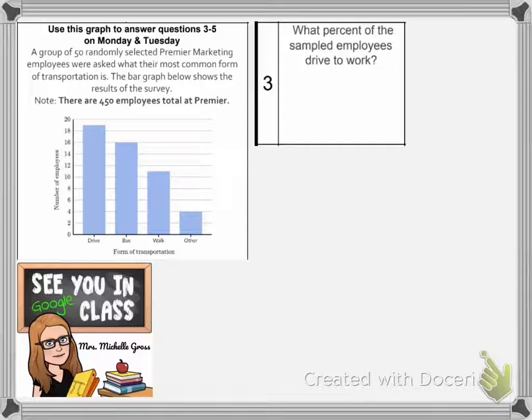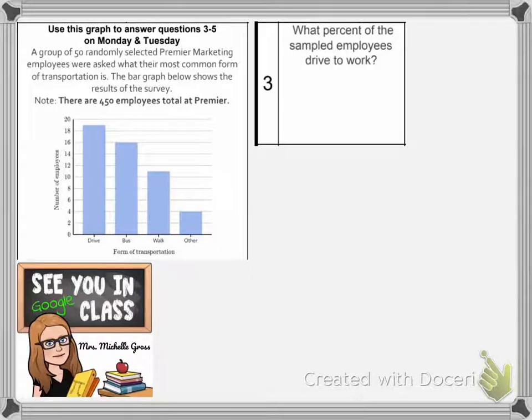Okay, for slide number 2, it says use the graph to answer the questions 3 through 5 on Monday and Tuesday. A group of 50 randomly selected Premier Marketing employees were asked what their most common form of transportation is. The bar graph shows the results of the survey, and then it says note, there are 450 employees total at Premier. And the question on number 3 is, what percent of the sampled employees drive to work?